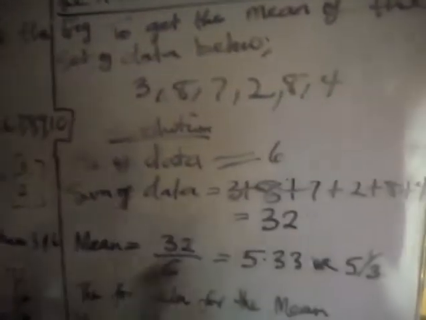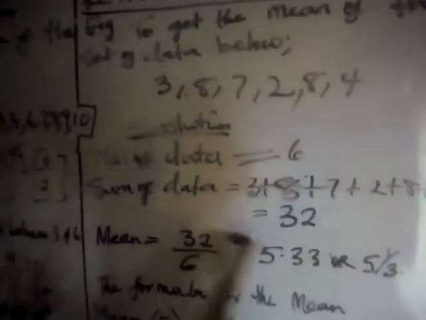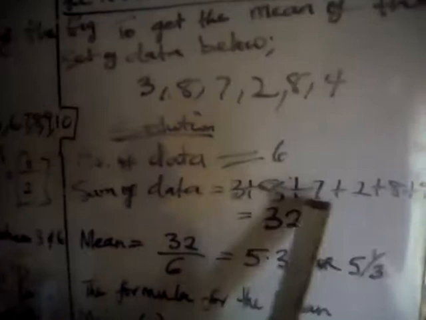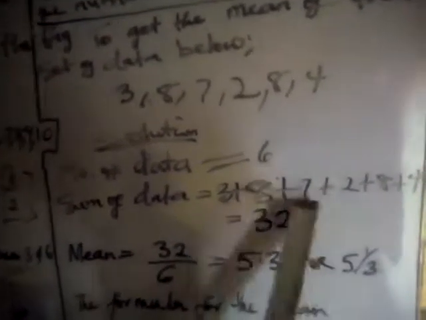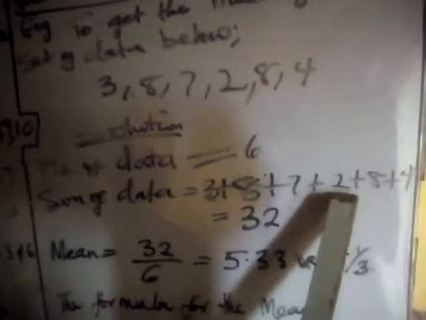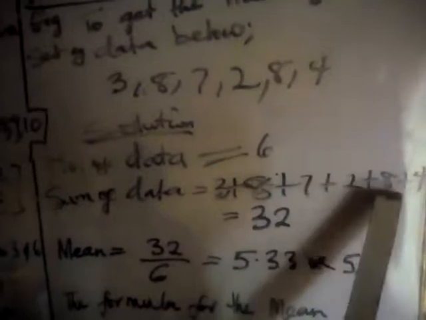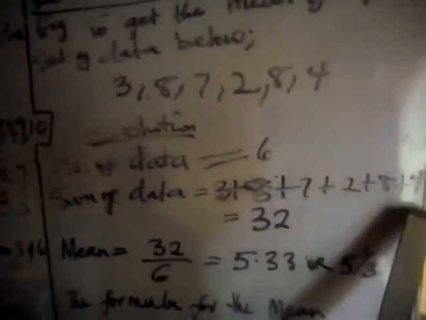You sum it up. 3 plus 8 will give you 11. 11 plus 7 will give you 18. Then 18 plus 2 will give you 20. Then 20 plus 8 will give you 28. And 28 plus 4 will give you 32. So the sum of the data is 32.